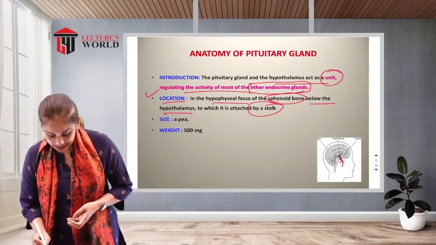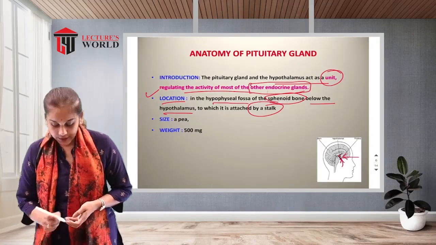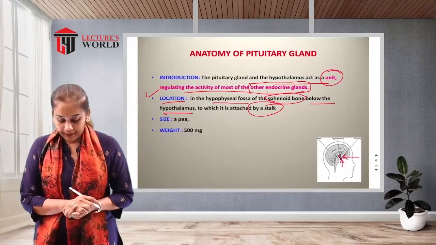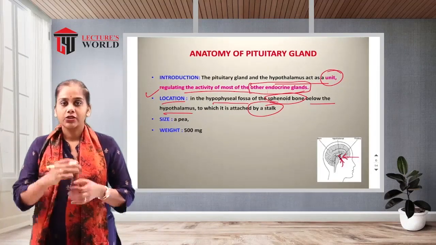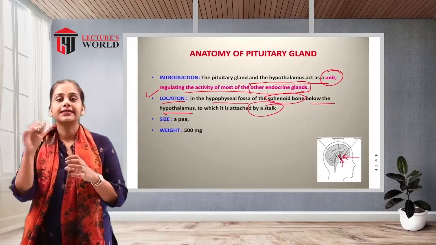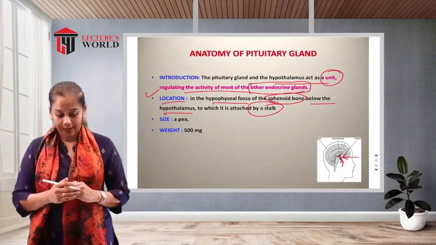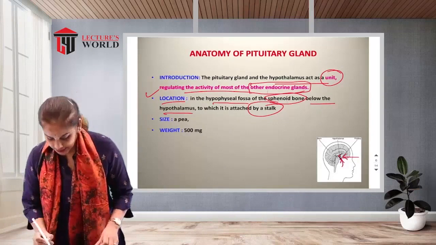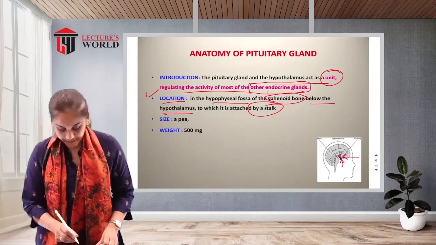Okay, here there is a sphenoid bone, and below the hypothalamus. Above the pituitary gland there is the hypothalamus, and the pituitary is below the hypothalamus, attached with a stalk. You can see this is the stalk.